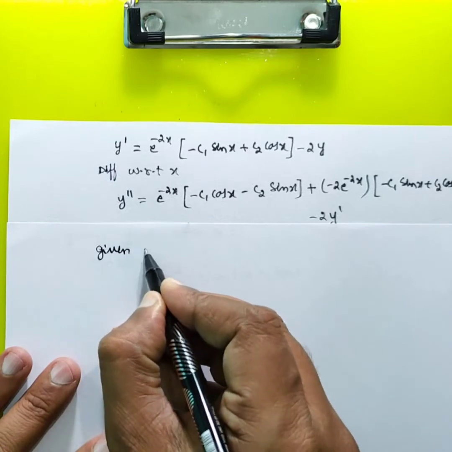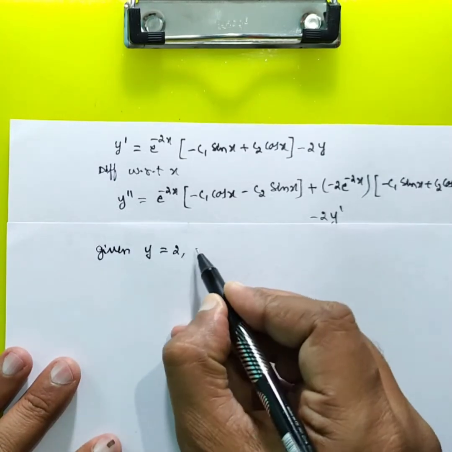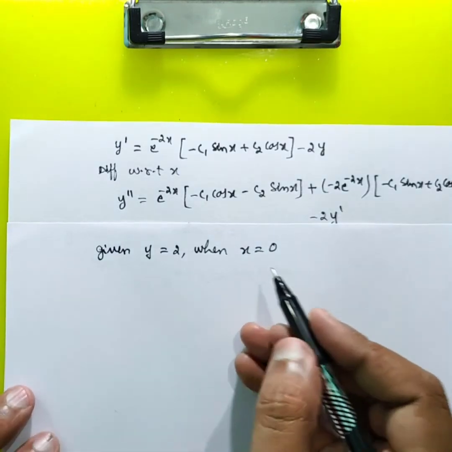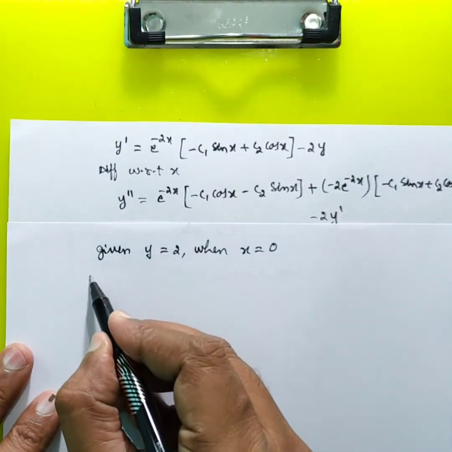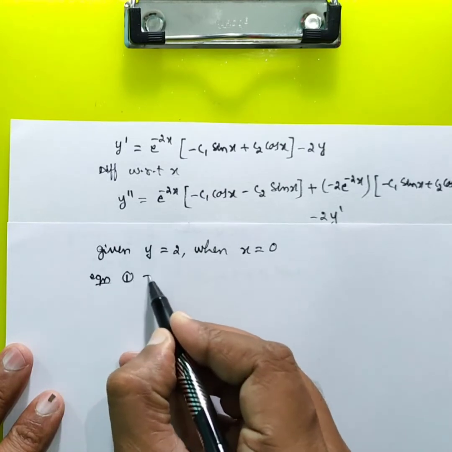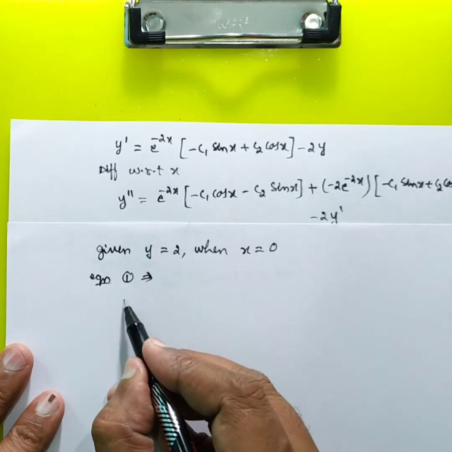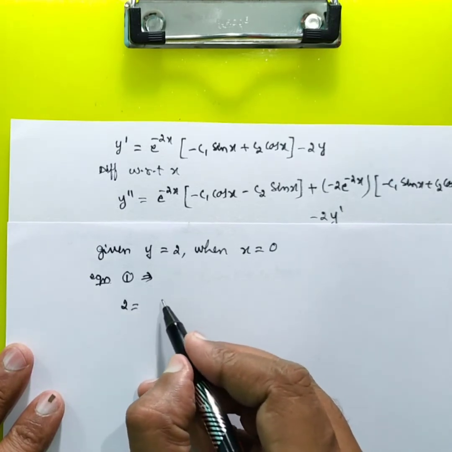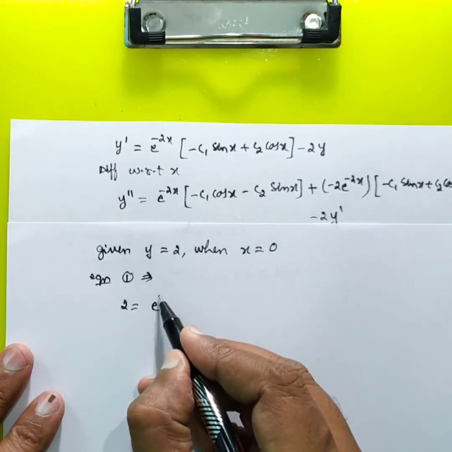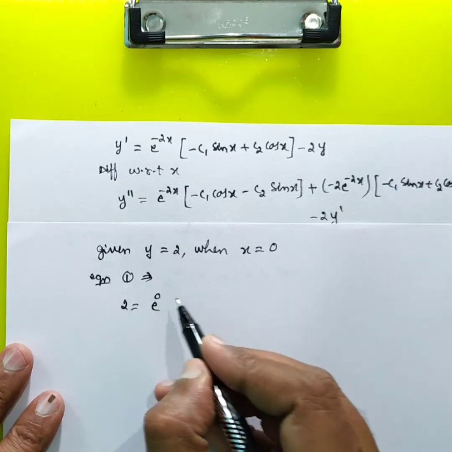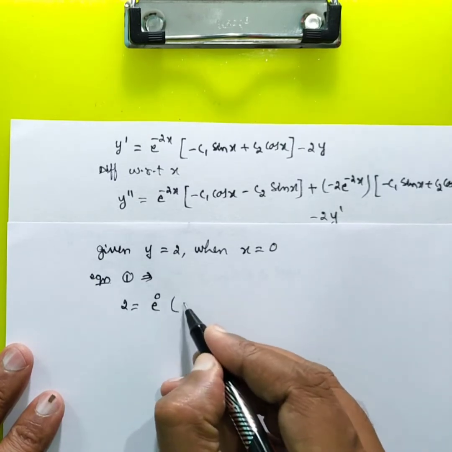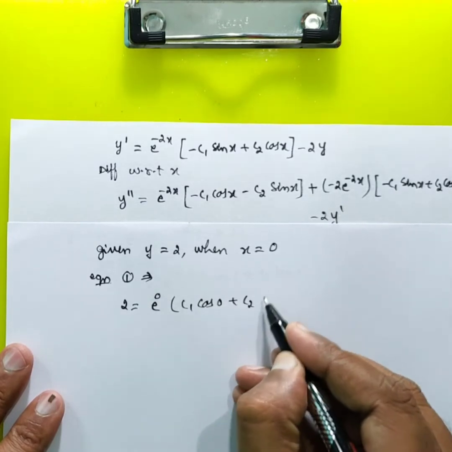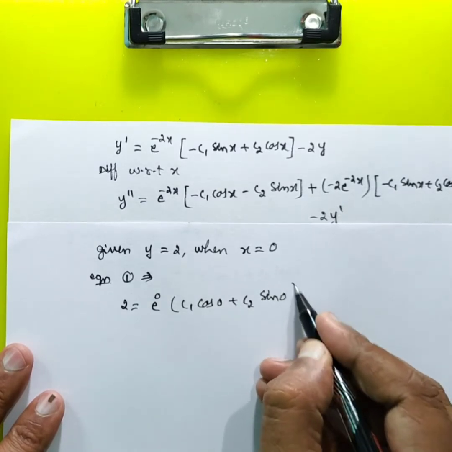So given to us the value of y is equals to 2 when x is equals to 0. So let us try to plug in this value back in equation number 1. So equation number 1 will imply y is equals to, so y value is 2, so 2 is equals to, you have e power of minus 2x, so minus 2x, x value is 0, so e power of 0 will be getting, into the c1 cos of x value is 0 plus c2 sin of x value is 0.